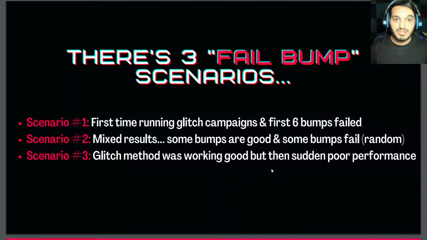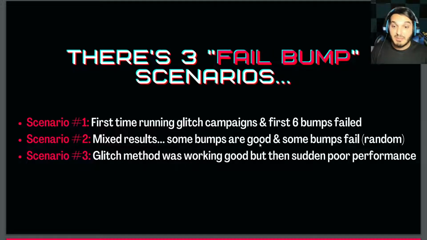Now that you know that, there's 3 failed bump scenarios. Scenario number 1, it's your first time running glitch campaigns and your first 6 bumps fail. That means when you bumped your campaign budget by $10 6 times and you literally got less than 2,000 impressions 6 times in a row, you fall under scenario number 1.